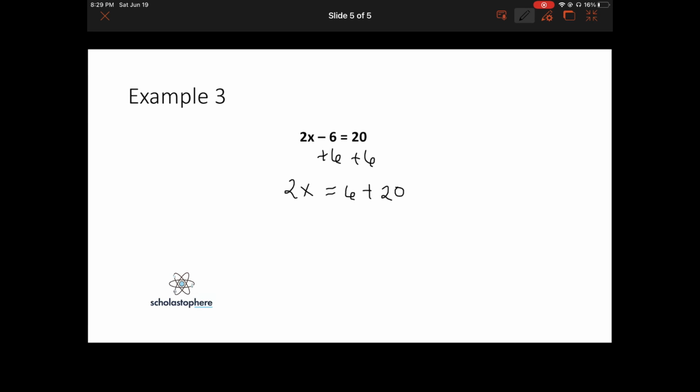6 plus 20 gives us 26. So you should have, after that, 2x equals 26. You need to divide both sides of the equal sign by 2 so that we can isolate x by itself, and x is equal to 13.